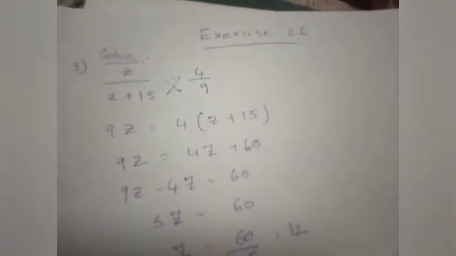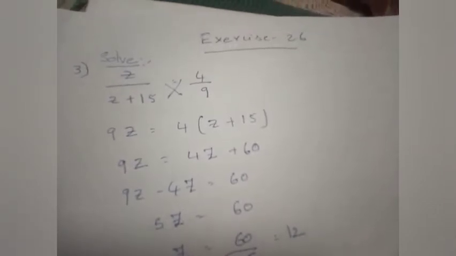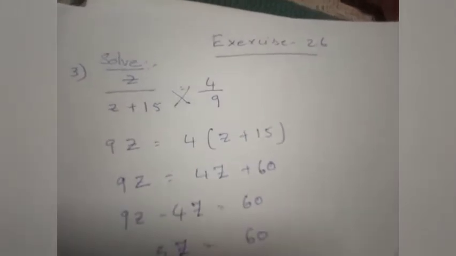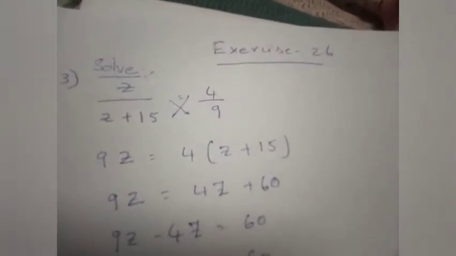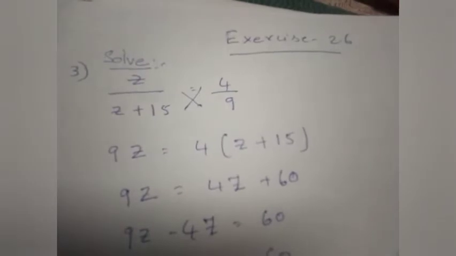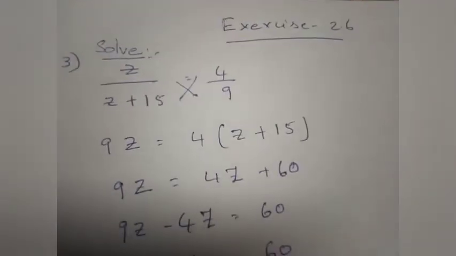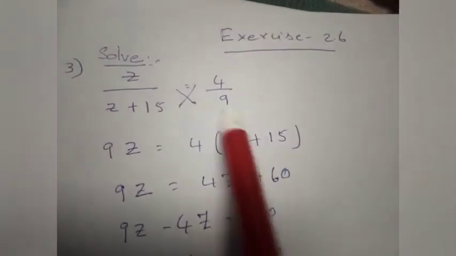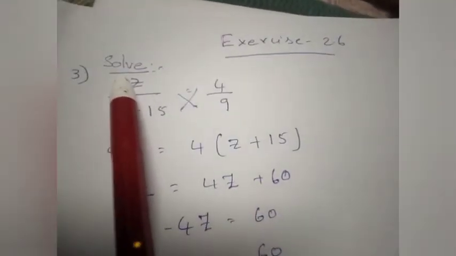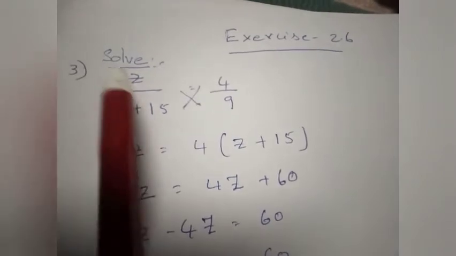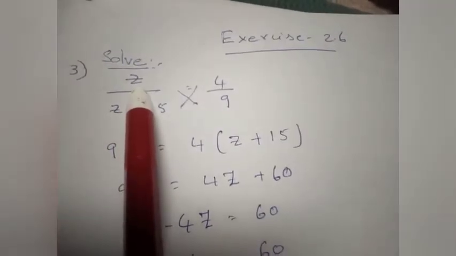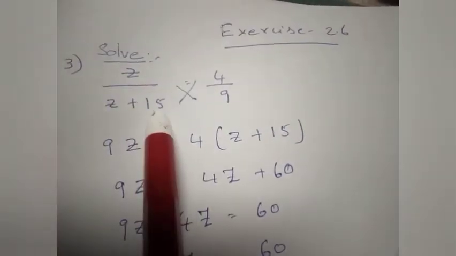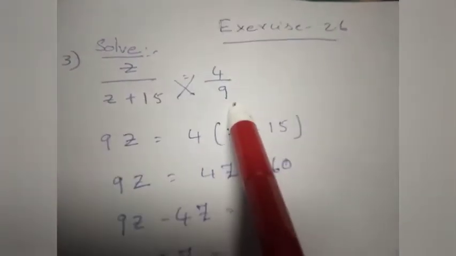Hi friends, today's topic is Class 8, Chapter 2, Linear Equations in One Variable, Exercise 2.6, third sum. Solve z by z plus 15 is equal to 4 by 9. Solve means we have to find the value of the variable. What is the variable here? z is the variable, so we have to find the value of z. The given problem is z by z plus 15 is equal to 4 by 9.